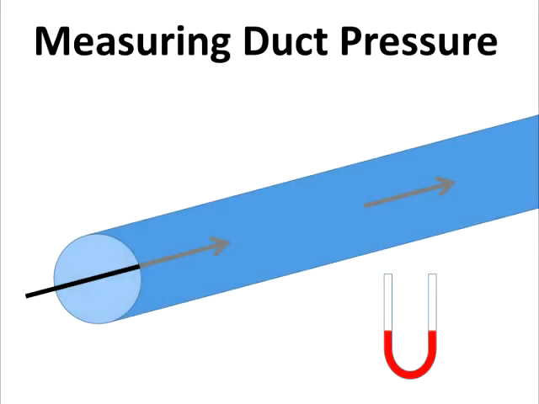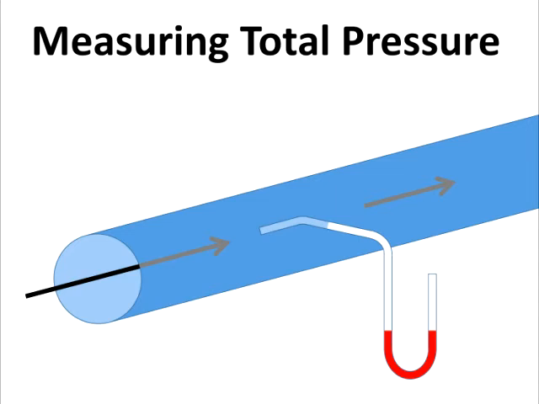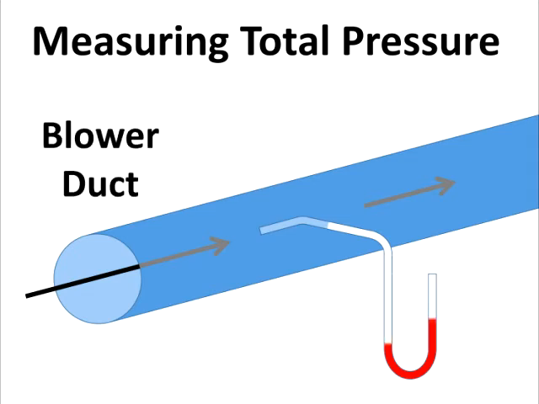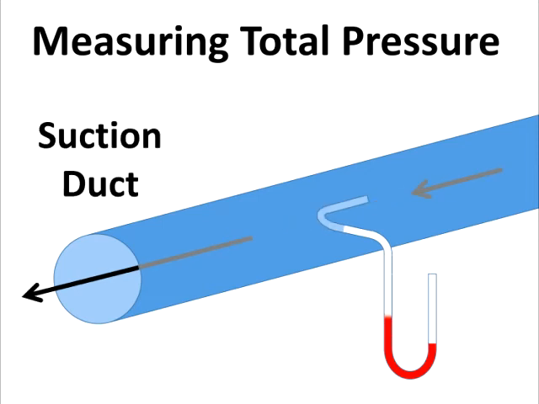We can measure duct pressure with a manometer, which is a U-shaped tube containing a liquid such as colored water. To measure total pressure, we connect the manometer to the duct with a curved tip that points into the airstream. In a blower duct, positive total pressure pushes the liquid in the manometer away from the duct. The difference in the heights of the column is the value of the pressure. For instance, a difference of 2 inches in the columns of a water manometer would indicate a pressure of 2 inches of water column. In a suction duct, negative total pressure pulls the liquid in the manometer toward the duct.